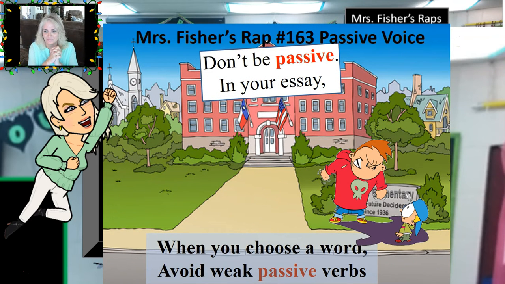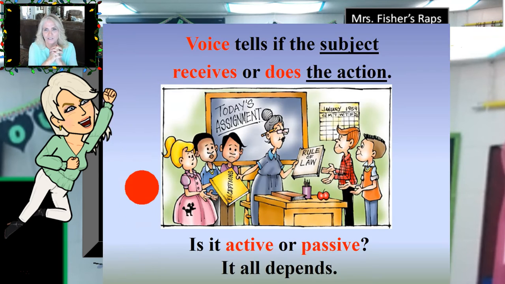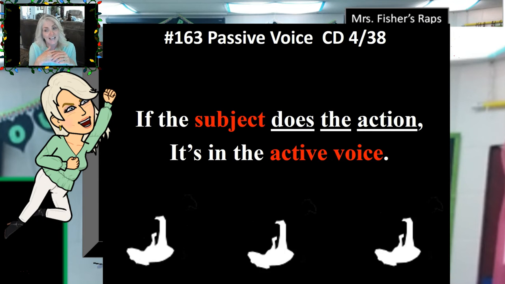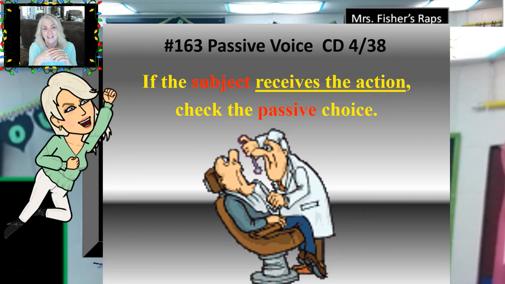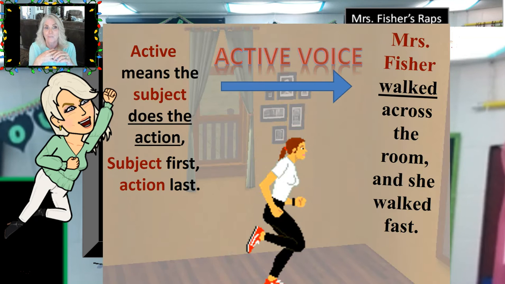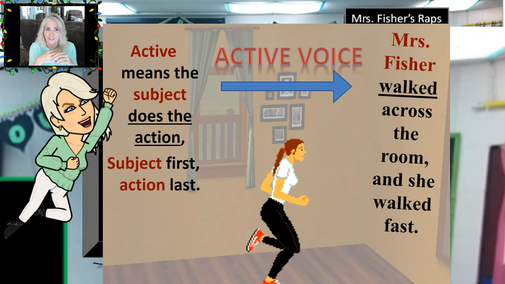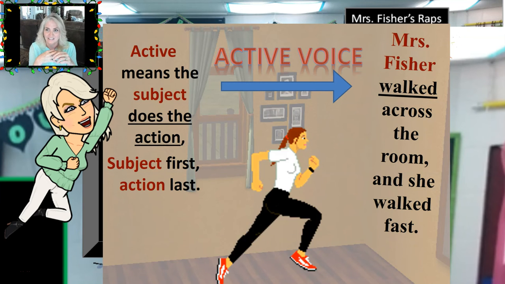Things to avoid. Passive voice. Don't be passive. In your essay, when you choose a word, avoid weak passive verbs. Avoid voice tells if the subject receives or does the action. Is it active or passive? It all depends. If the subject does the action, it's in the active voice. If the subject receives the action, check the passive choice. Active means the subject does the action. Subject first, action last. Active voice.